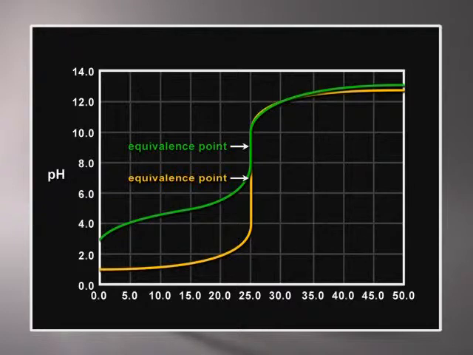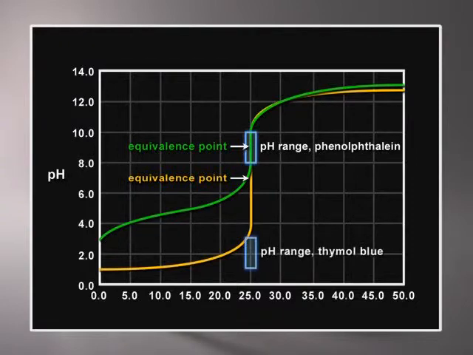So if I wanted to select an appropriate indicator for this kind of titration, we would have to select one that would change color somewhere in the vertical portion of this curve. Phenolphthalein, which changes color at a pH of about 9, would be very good. Thymol blue, which changes color closer to a pH of 2, would be a terrible choice. In fact, it would have changed color, so to speak, before we even began the titration, since the pH of our starting solution was greater than 2.